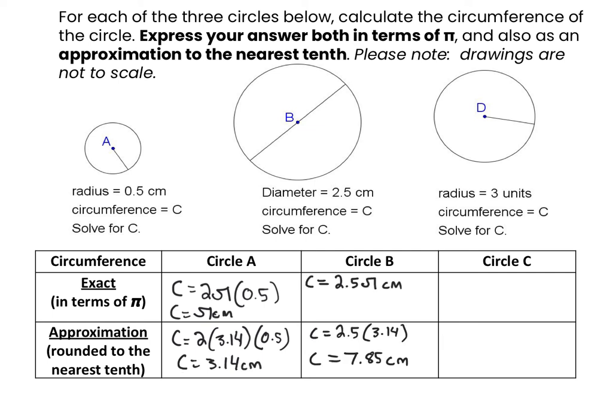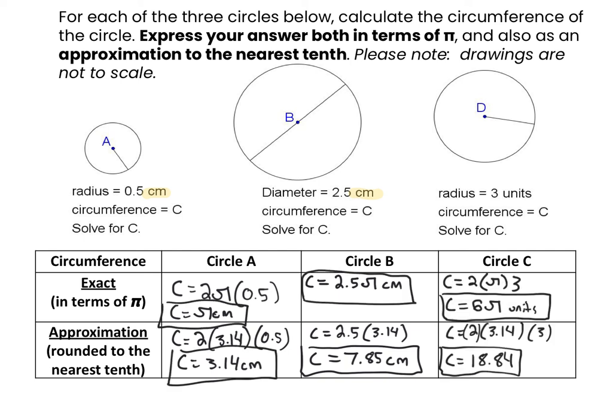All right, there's circle B. And I did a silly thing. I forgot to put my units on that first one, so don't forget those all-important units. Looking at centimeters for these first two. For that last one. All right, and there you have it for circle C.